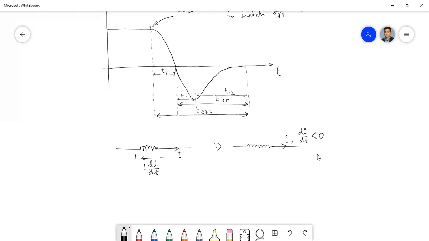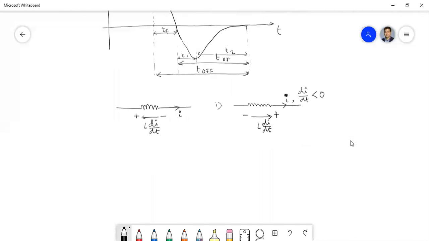So you can write there is a current I and a change in current. Due to this change in current, there will be some voltage developed. Can you tell me in which direction the voltage will be developed? The voltage will be developed in this way. Then this inductor will act as a source. This thing you should understand very clearly, because this concept will be used throughout the power electronics class.